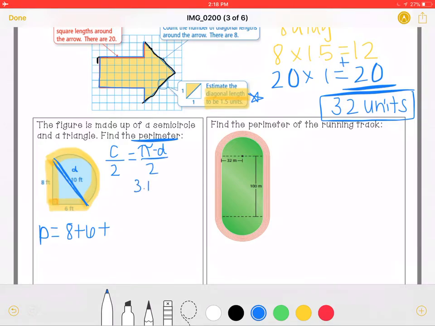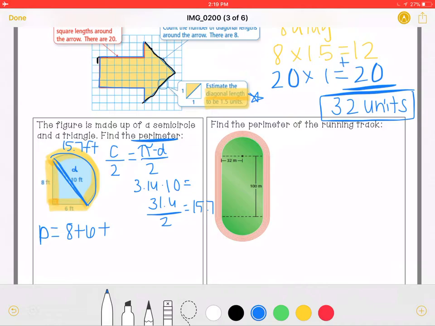So let's use 3.14 times 10. Multiply those together, I get 31.4. Divide that by 2, because it's only half of a circle, and I get 15.7. So that means this curved piece right here is 15.7 feet long. I would need 15.7 feet of fence.